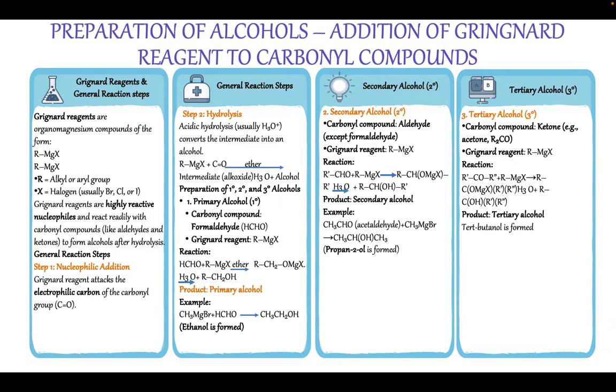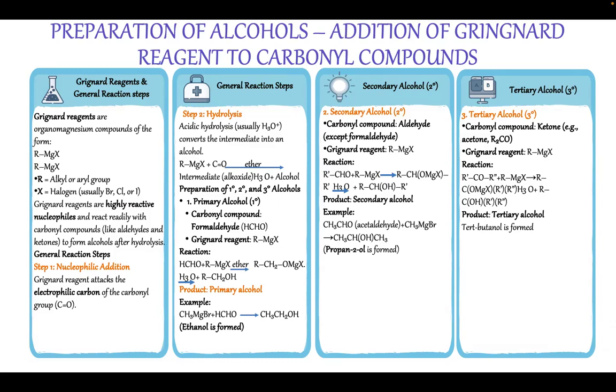Acidic hydrolysis, usually with H3O+, as I mentioned just now, is the hydronium ion, formed by protonation of water, where the water molecule gains a proton, H+, and becomes H3O+, which converts the intermediate into an alcohol. Then we have RMgX plus C=O in the presence of ether, which gives an alkoxide intermediate, then H3O+ gives the alcohol.